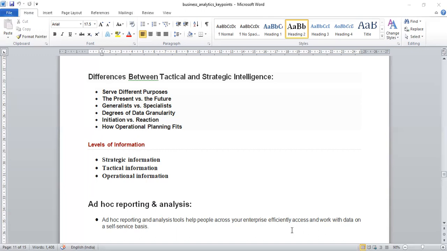And strategic intelligence is just to inform the users that a new initiative has been created, that the organization is likely to carry forward.